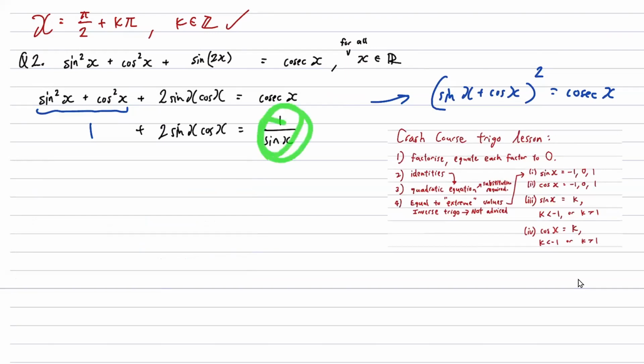Fraction. I don't like fraction. What do I do? Multiply both sides by sine x, right? So you'll get sine x multiplied by 1 is just sine x, plus 2 sine square x cosine x. Maybe it would have been smarter if I just left it alone. And then I write down sine x multiplied by 1 plus 2 sine x equal to 1.